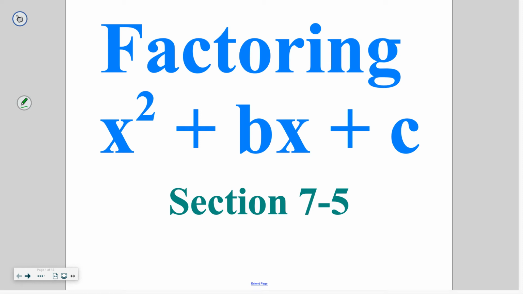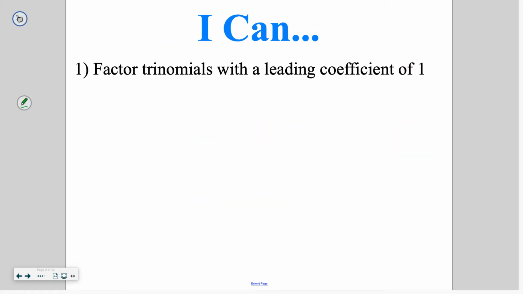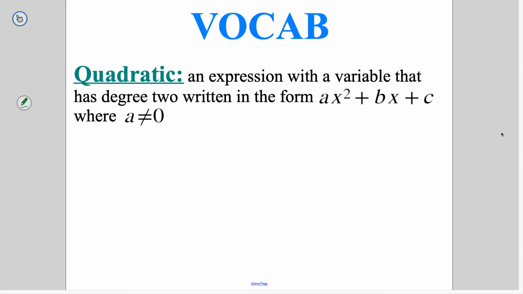Hello class, and welcome to section 7.5, which is about factoring x squared plus bx plus c. By the end of today's lesson, you will be able to factor trinomials where the leading coefficient is 1. We're looking at these types of trinomials specifically because they have a special name, and that is quadratic.